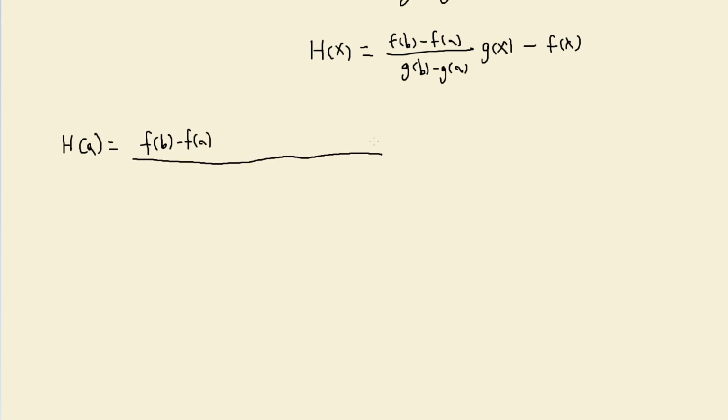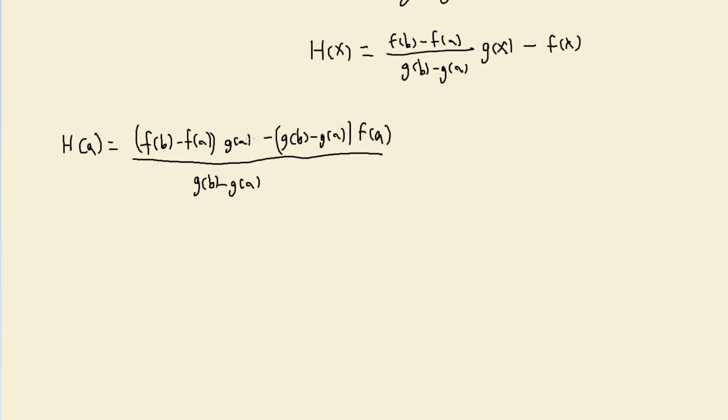All of this is going to be divided by some big expression. This is going to be multiplied by g of x, but in this case we're plugging in a for x, and so it's going to be g of a. And then we would subtract, in order to get a common denominator here, we had to multiply f of x by g of b minus g of a over g of b minus g of a. So we have g of b minus g of a here. It's going to be in parentheses, multiplied by f of a, plugging in a here. And we're dividing this whole expression by g of b minus g of a.